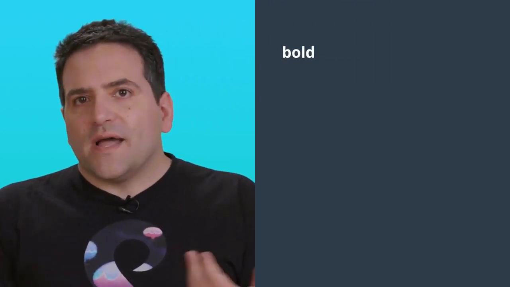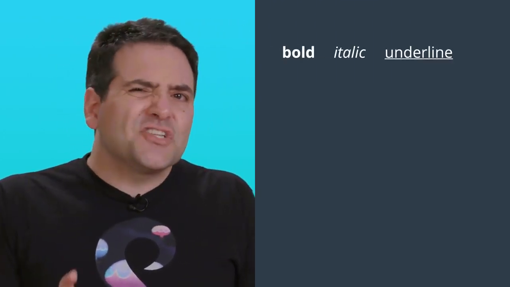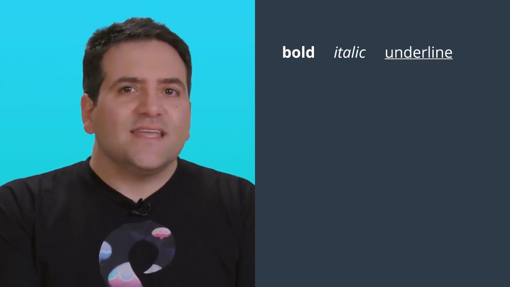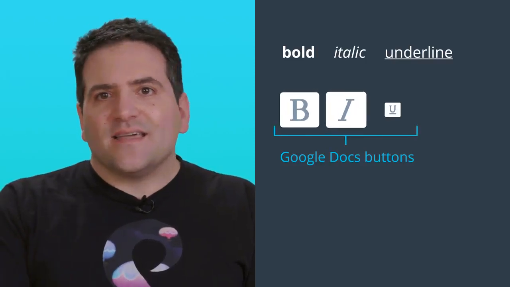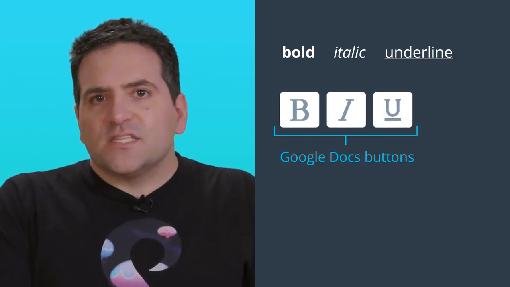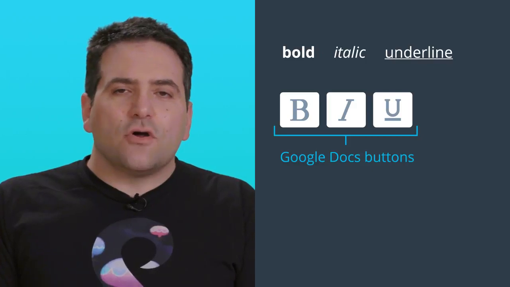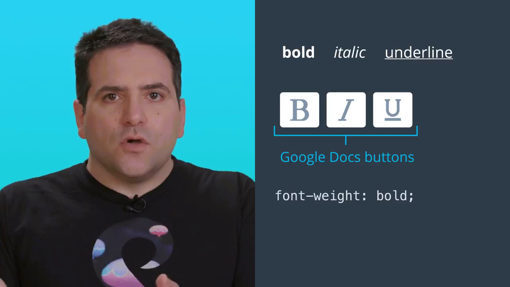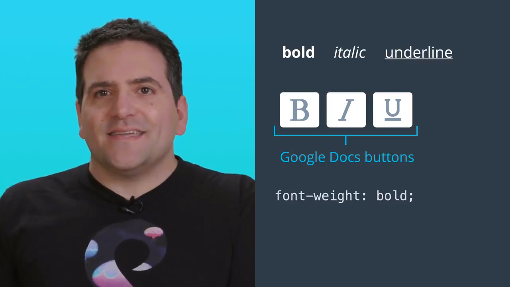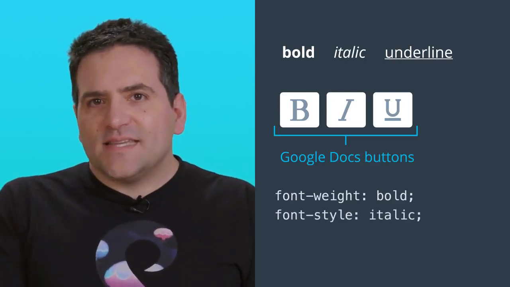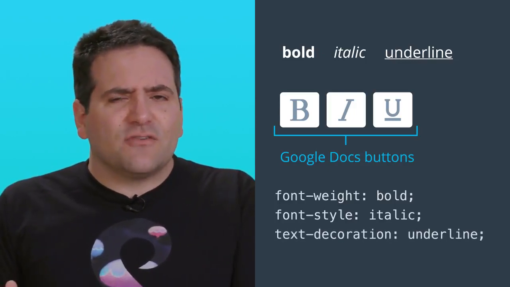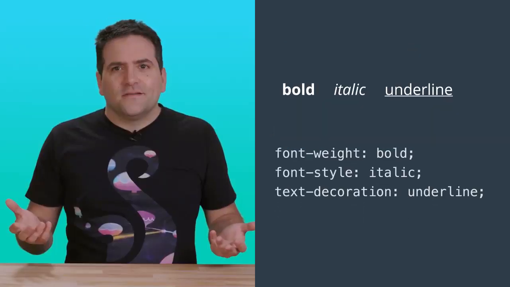Other things you might want to control about the font, like bold or italic or underline, actually work kind of differently in CSS than they do in a word processor. Like in Google Docs, bold and italic and underline are all just buttons right next to each other. But in CSS, these are all controlled by different properties. Bold is font-weight: bold, and italic is font-style: italic. And underline is actually text-decoration: underline.